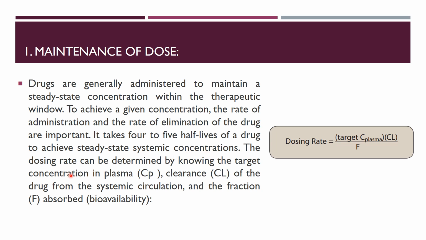The dosing rate can be determined by knowing the target concentration in plasma (Cp), clearance (Cl) of the drug from the systemic circulation, and the fraction (F) absorbed, the bioavailability. Dosing rate will be equal to target Cp times clearance, divided by F, that is, the fraction absorbed.